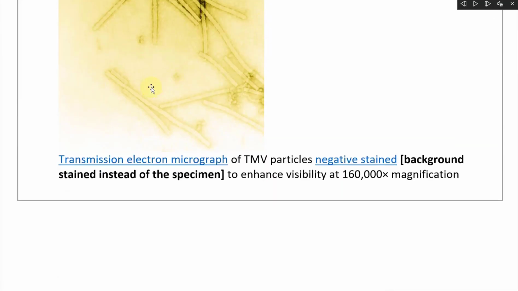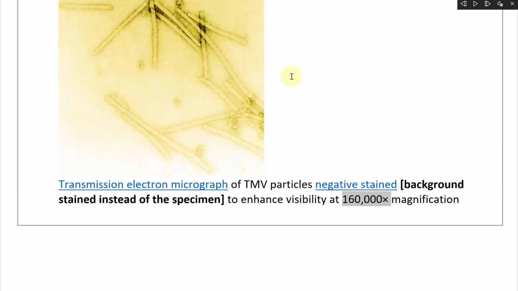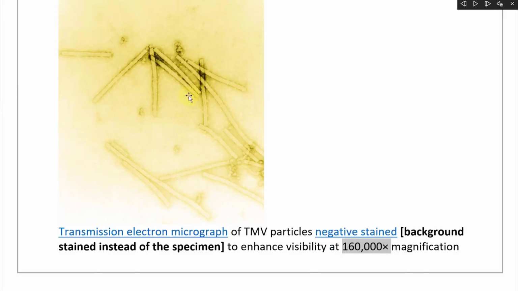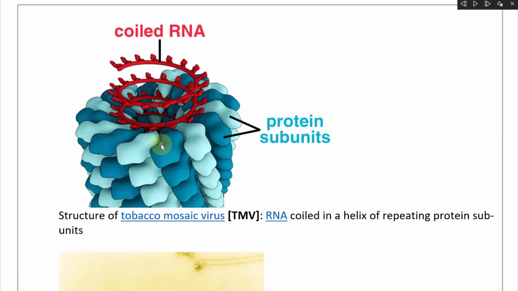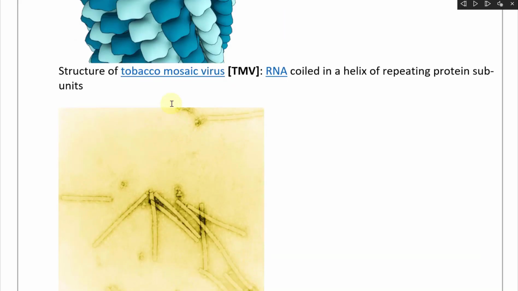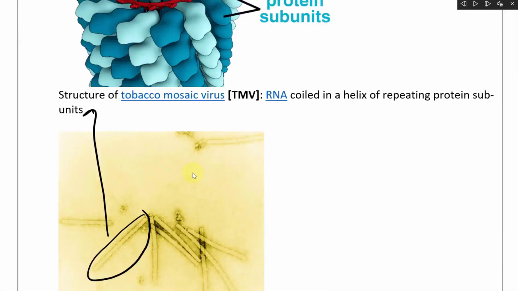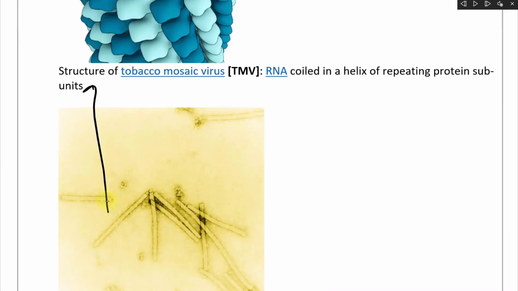All right, now let's look at this virus here. This is a transmission electron micrograph of TMV particles, which are negative stained, so the background is stained instead of the specimen to enhance visibility at 160,000 times magnification. This is absurdly small. These are the so-called TMV, or tobacco mosaic virus. This is the image you get, and this is the animation that you draw up. Quite an interesting setup there.